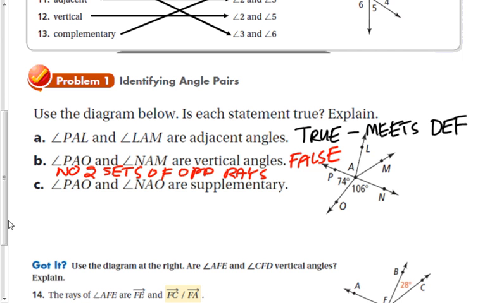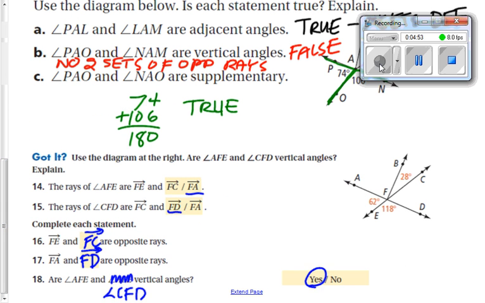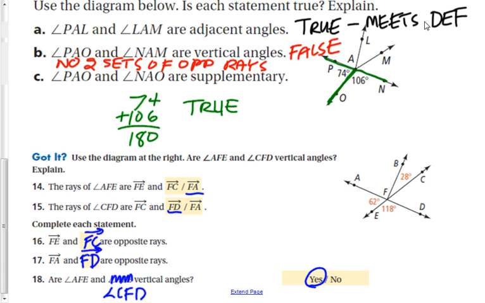Okay, and the last one, PAO and NAO. So PAO, this one here, and NAO, this one here, are supplementary. To check that, we just have to add them up. 74 plus 106, and that equals 180, so we're going to say true. All right, I'm going to let you try that. Notice the typo there on 18, they wrote the wrong angle there, but the original angles we were looking at are vertical angles.